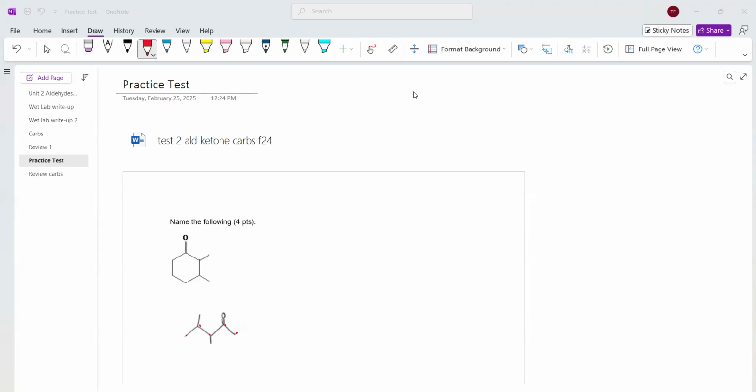Okay, cool. All right. Typical test: naming structures, drawing structures. And then this here is a lot like what I went over Monday. This is an interesting problem here. And then we have some reactions. And of course, I'll include a flow chart. Okay, so let's start here.